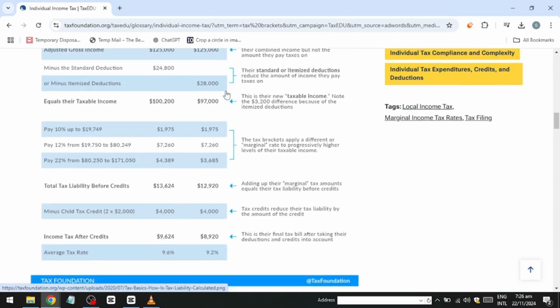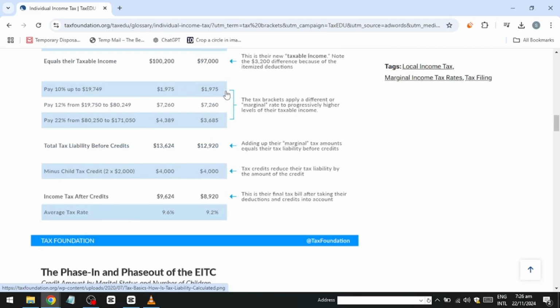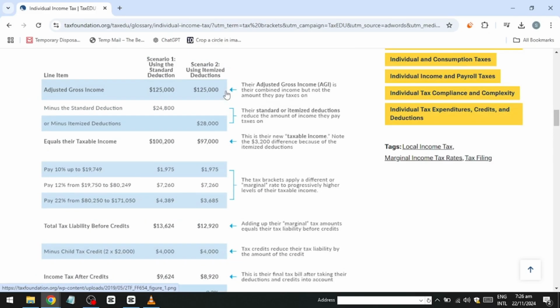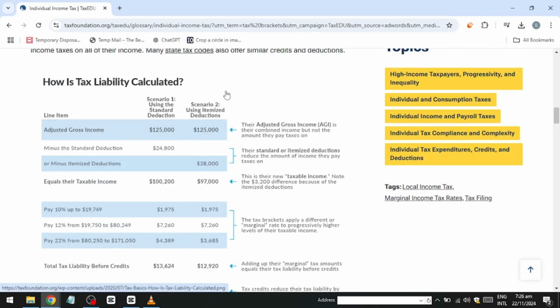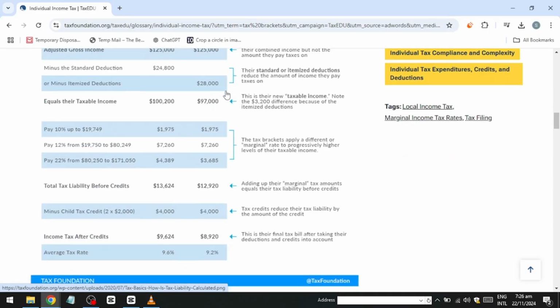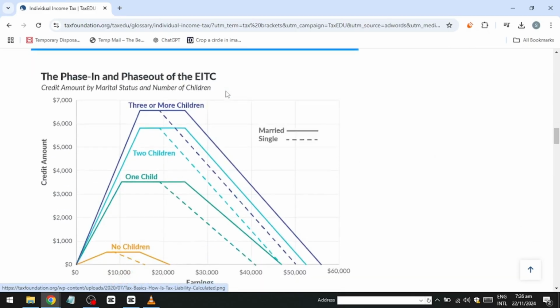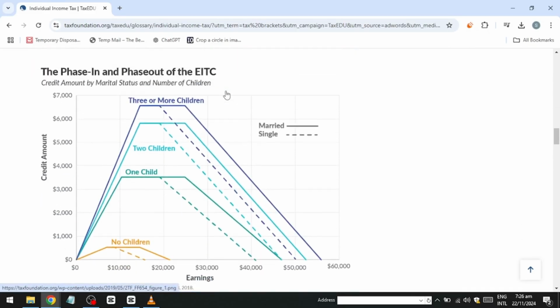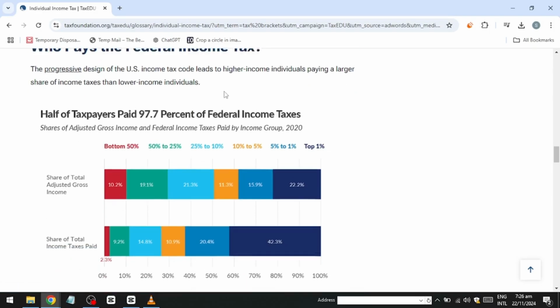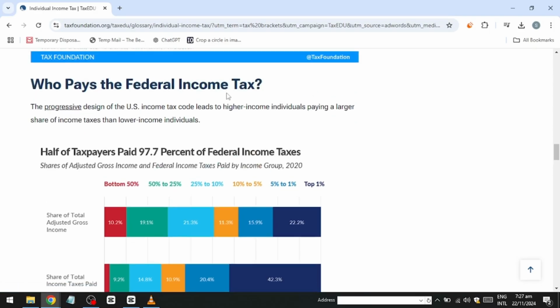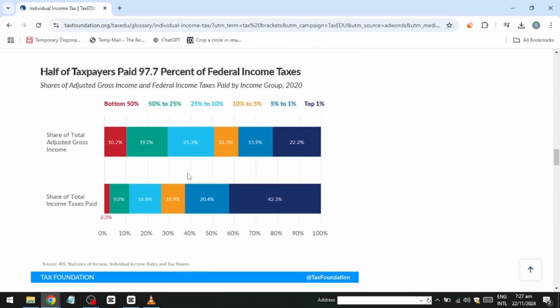A good example is the Earned Income Tax Credit, which benefits low to moderate income workers. Another is the Child Tax Credit, which helps families with children. Unlike deductions, which lower your income, credits are subtracted directly from your tax bill, which can make a significant difference. It's also worth noting that not everyone pays federal income tax. Some people, especially those with lower incomes or specific life circumstances, can qualify for enough credits and deductions to reduce their tax liability to zero. However, higher income earners contribute a larger share of federal income tax revenue because of the progressive structure.